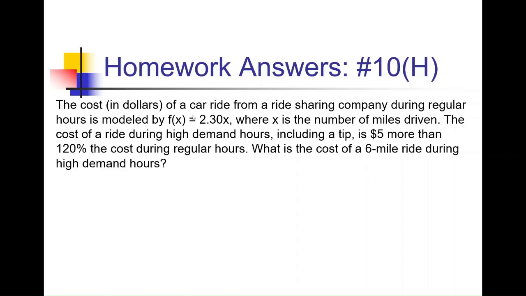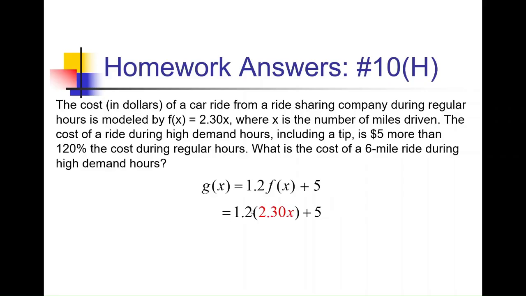All right, so we're just going to transform this f function a little bit and then plug 6 into our new function. So I'm going to call my high demand function g. And how does g relate to f? Well, since we have 120% the cost, that's going to be 1.2 times the f function. And then we have $5 more than that, so we have to add in $5 after that multiplication for the tip. And just applying this rule to f of x, this is really 1.2 times 2.3x plus 5. And we could simplify that a little bit.